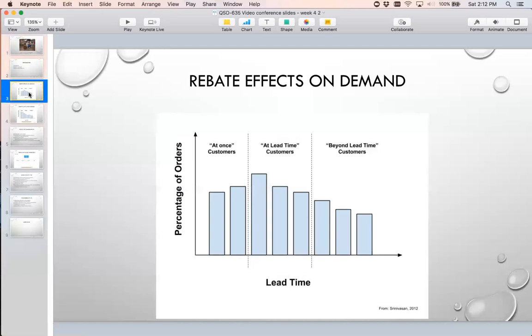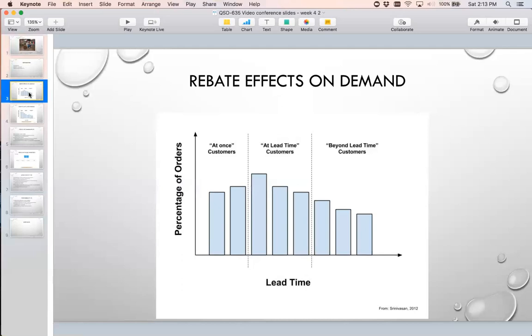But obviously, they do reward you by saying, hey, if you buy this later on, we'll give you free upgraded shipping on this box. So that's Amazon's way of influencing demand. So once again, you want to shift your demand to the right, and at the same time, you want to shift your lead time to the left.